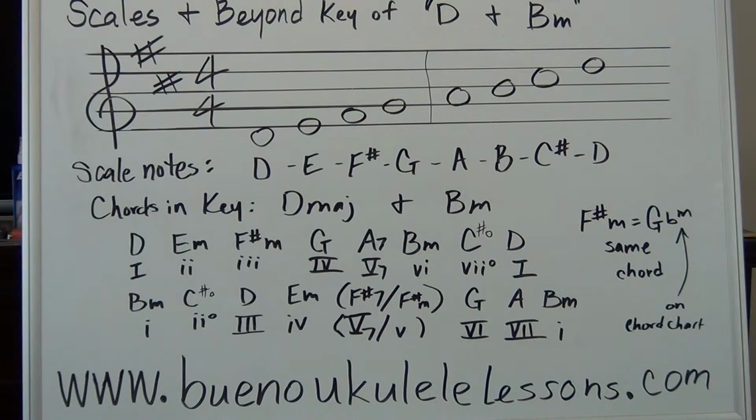Once again, hopefully you have taken the courses that led up to this, or you have some background in music theory. Now, if you don't have background in music theory, you have two choices. You can notice patterns, which I'll talk about in a second, or you can take some of the courses on the website. You want to go to buenoukulelelessons.com. Go to the website, read the information there, and see what ukulele skill level you fall in.